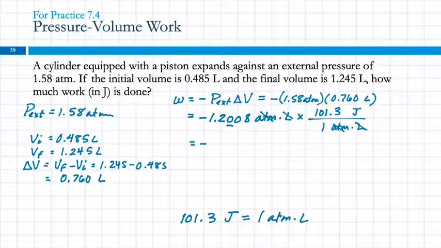So the work here is minus 121.6 joules. And then when I round that, I get minus 120 joules. No, 3 sig figs, not 2. There we go. 3 sig figs, so 122 joules.